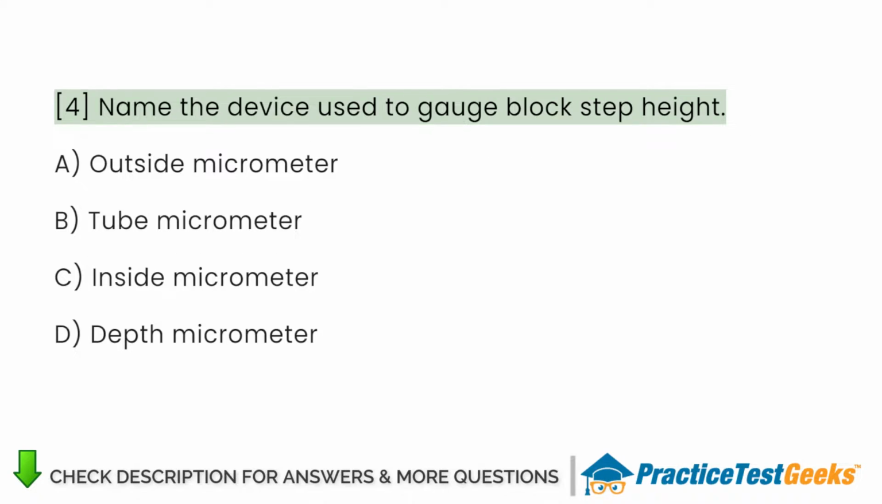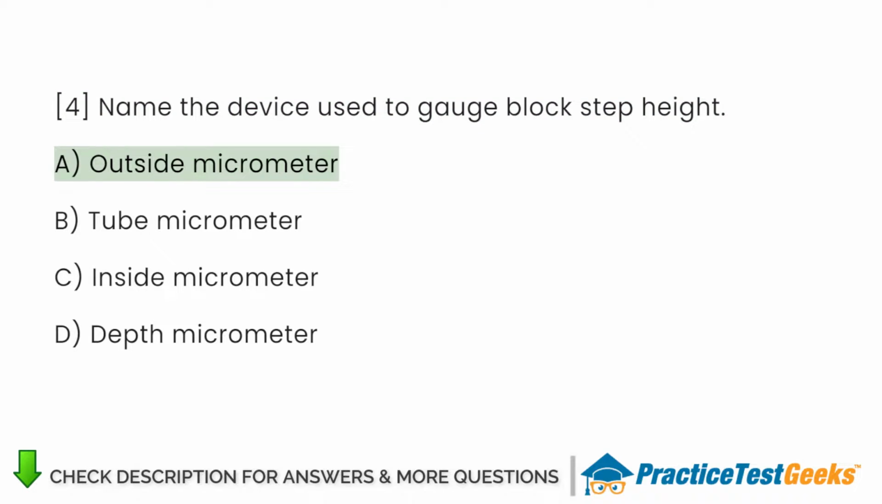Name the device used to gauge block step height. A. Outside micrometer. B. Tube micrometer. C. Inside micrometer. D. Depth micrometer.